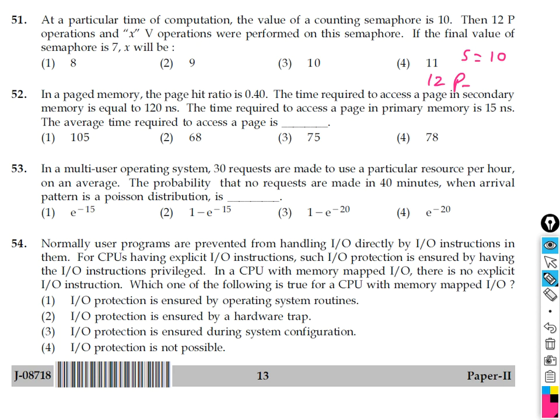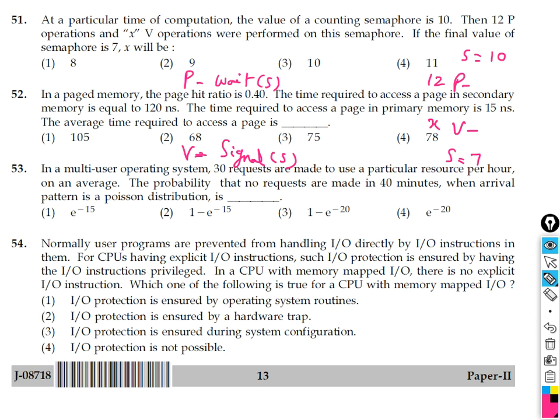operations and xv operations were performed on this semaphore. If the final value of the semaphore is 7, then x will be. This is the question. So we should know what is p operation and what is v operation. P operation represents wait of s, and v represents signal of s.